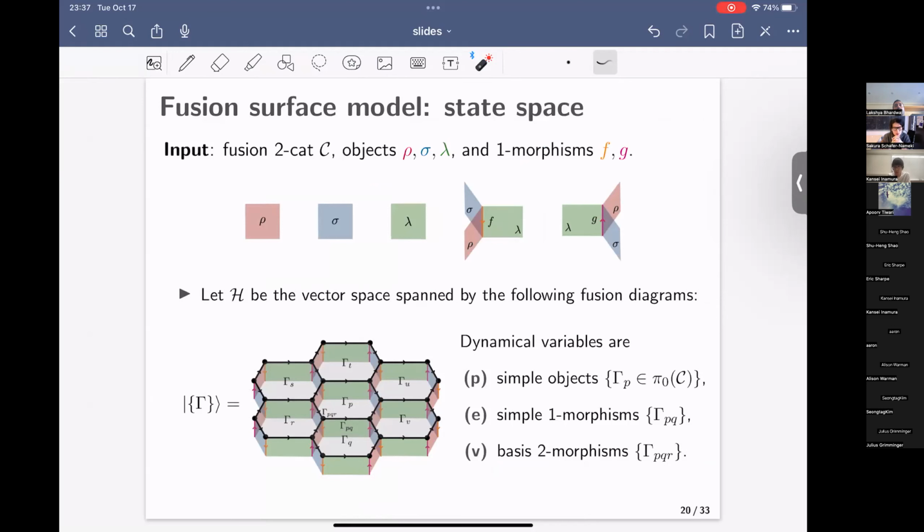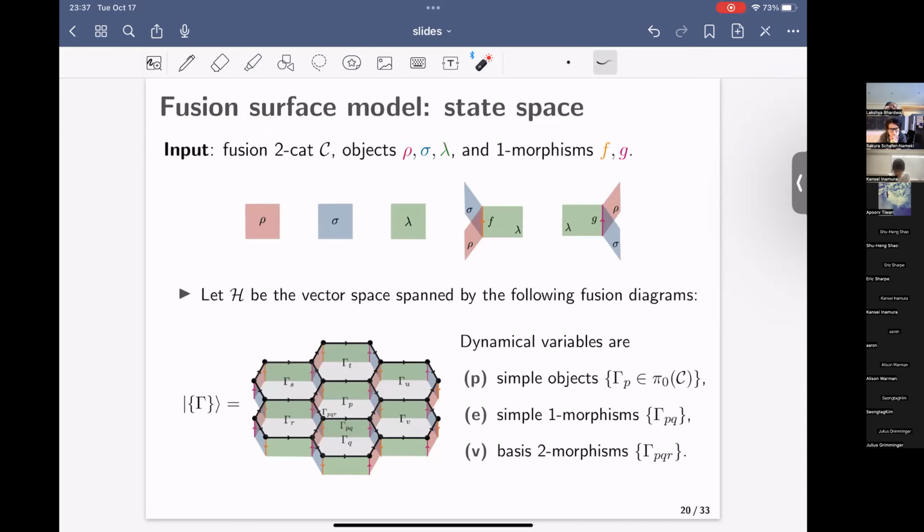So with this mathematical background, we can now describe the 2+1D lattice models with fusion 2-category symmetries. And we call this model the fusion surface model. In order to define the fusion surface model, we first choose a fusion 2-category C, and this is going to be the symmetry of the model.